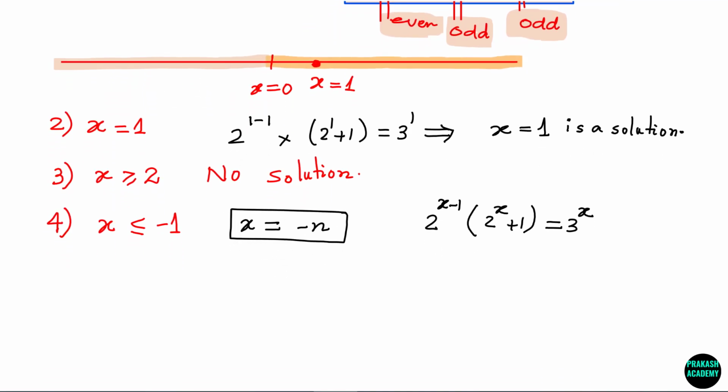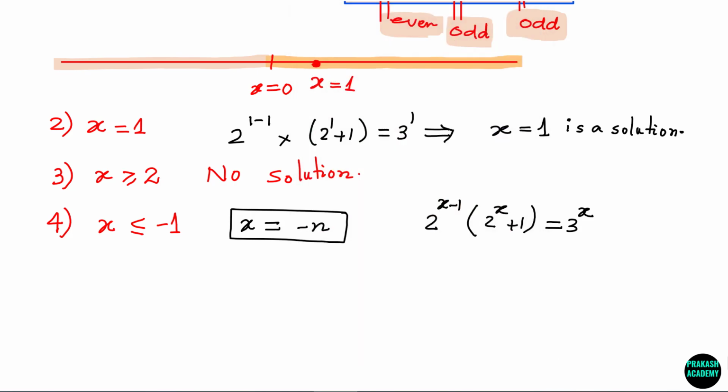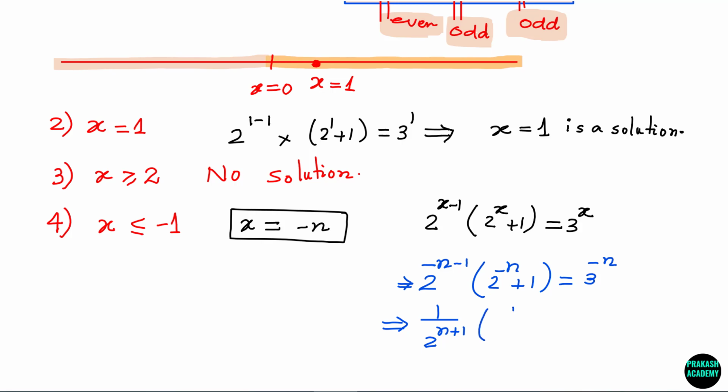Now let us substitute x equals minus n and see what happens. So this will become 2 raised to the power minus n minus 1, multiplied by 2 raised to the power minus n plus 1, equals 3 raised to the power minus n. So this will be 1 by 2 raised to the power n plus 1, and this will be 1 by 2 raised to the power n minus 1. I hope you understand these steps because I am simply following the rules of power, and this will be 1 by 3 raised to the power n.